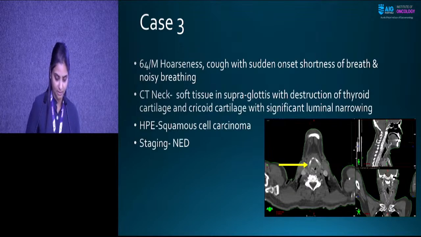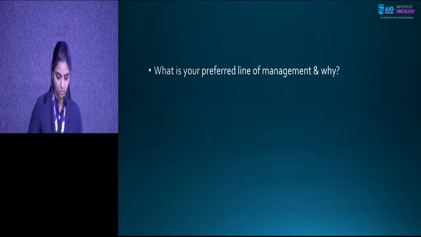So the next case is a 64-year-old gentleman who presented with a hoarseness of voice, cough with sudden onset of shortness of breath and noisy breathing. So in view of those symptoms, a CT neck was done, which was suggestive of a soft tissue in the supraglottis with destruction of thyroid cartilage and cricoid cartilage with significant luminal narrowing. So biopsy was done, squamous cell carcinoma, and the staging was performed, which was suggestive of no evidence of disease. So what is your preferred line of management and why?